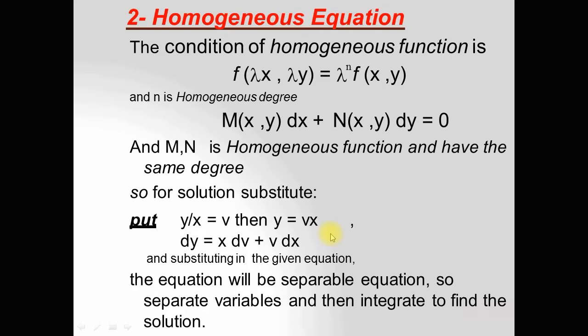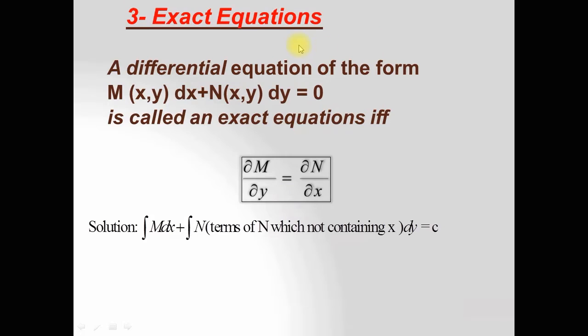Now, exact differential equations. Dear students, suppose we have a first order differential equation m dx plus n dy is equal to 0. Then this differential equation will be exact if partial m by partial y is equal to partial n by partial x. So first of all, check whether this differential equation is exact.